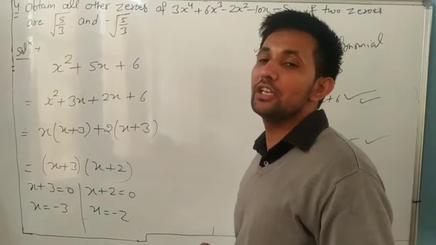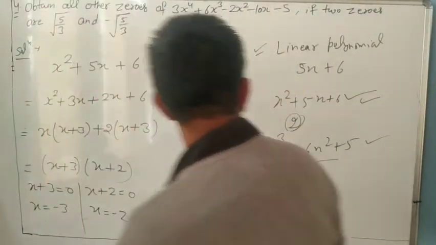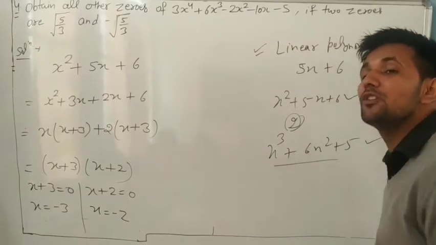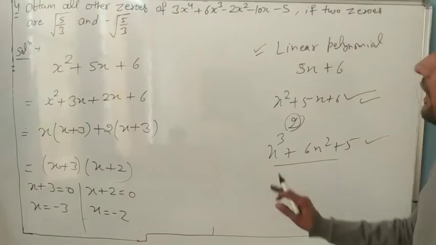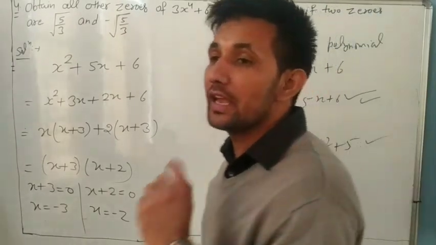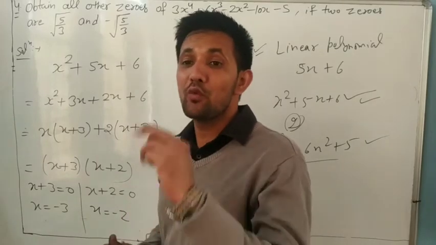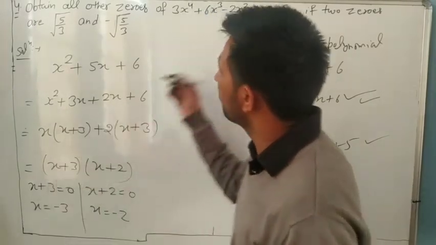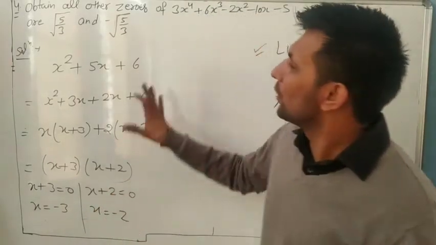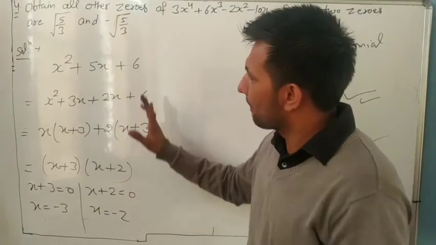3 zeros. 3 zeros means we can find 3 different values of x where this polynomial becomes 0. And what is the degree of this polynomial? 4. So how many zeros should there be? 4 zeros. But how many zeros are already given? 2 zeros.